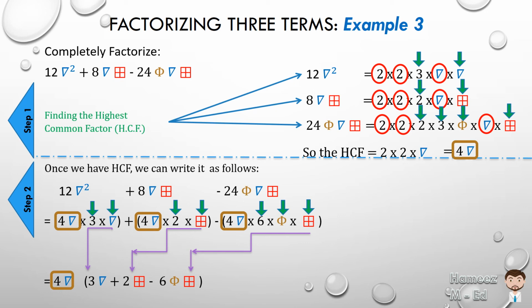Let's take a quick recap. We found the highest common factor, and then we broke up each of the terms. We then pulled out the 4 triangles, and whatever was left was put into our brackets. Be careful with the last one, since there's a minus sign on the outside. So there's minus 6 window.